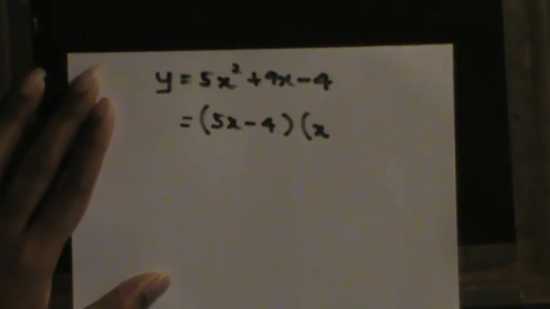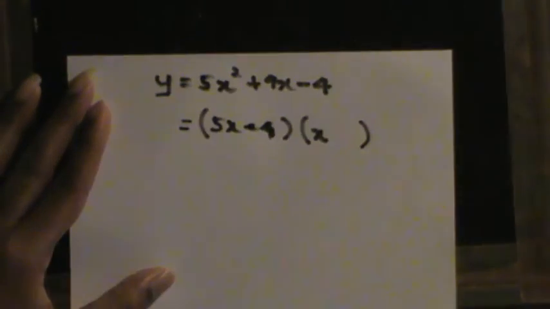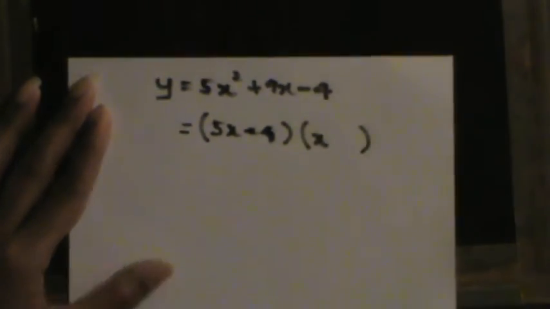5x minus 4. x squared. You need to get minus 4 here. So the solutions will be 5x times x. Sure, I'll go for the equation.